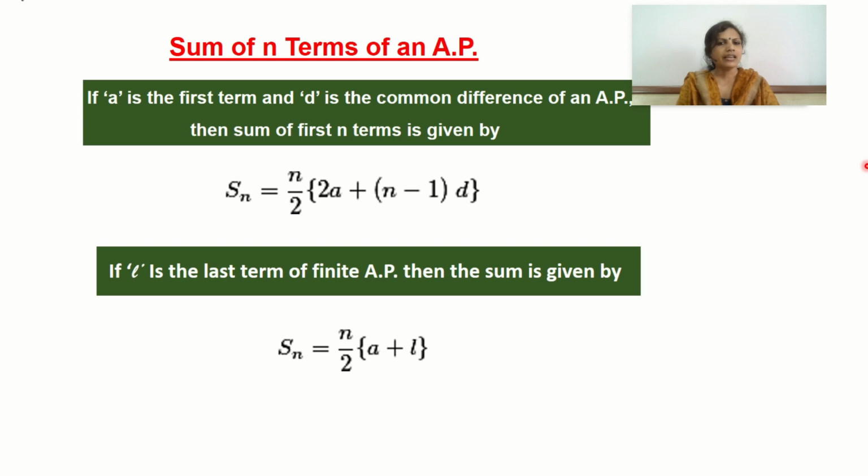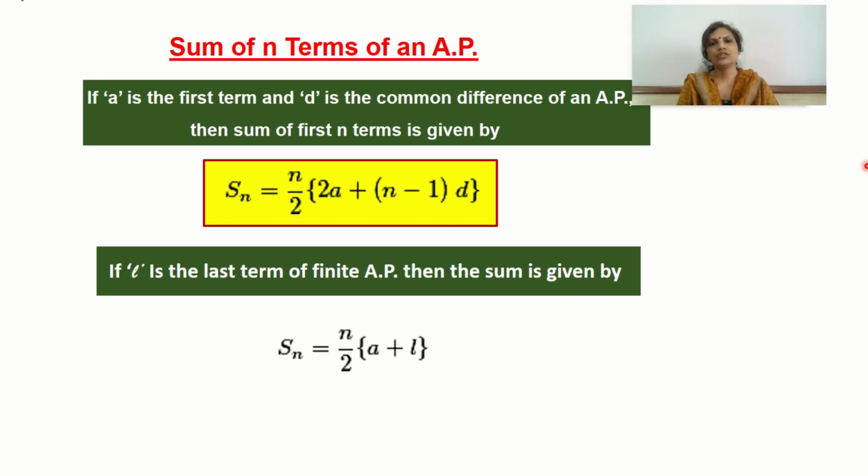So if a is the first term and d is the common difference of an AP, then the sum of the first n terms is given by the formula Sn is equal to n by 2 in the bracket 2a plus n minus 1 into d. S stands for sum of the terms, Sn stands for sum of n terms of an AP, n is the number of terms, a is the first term of an AP, and d is the common difference.